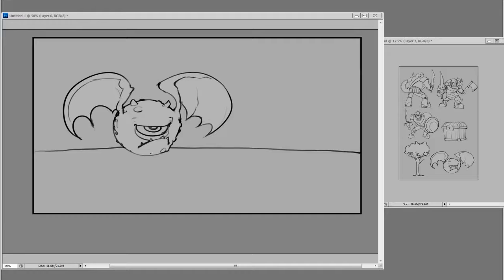You can see here in my scene, I've got a bad guy. You know he's a bad guy because he's got bat wings. But how big is he? Well, it's hard to tell. And the reason it's hard to tell is because there's no reference objects to compare him against.